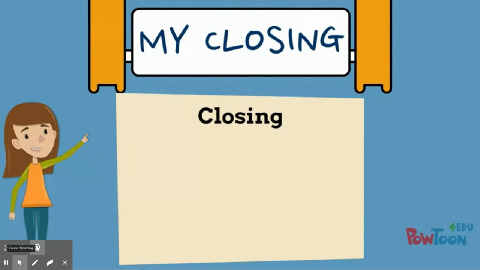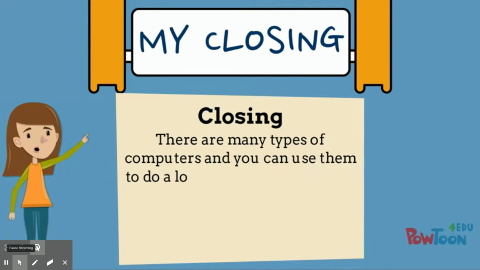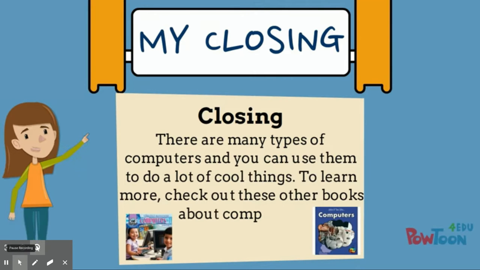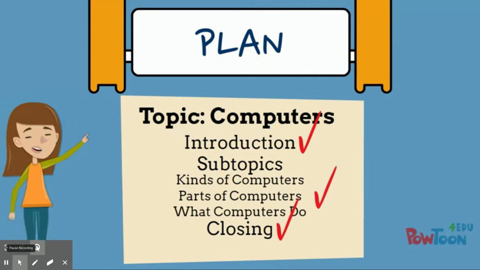Now I will write my closing. I'm going to summarize and then give a next step. There are many types of computers, and you can use them to do a lot of cool things. To learn more, check out these other books about computers. Now I'm finished with the 3 main parts of my draft.